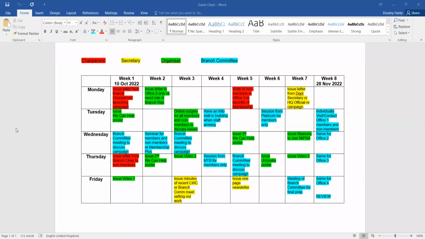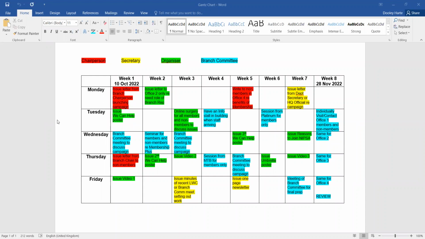We'll look at the next 2 weeks, so week 6 and week 7. We have a session from Platinum Financial in relation to what services they can provide members and advice. Then we have there on the Thursday, an umbrella poster as part of publicising NIPSA generally.